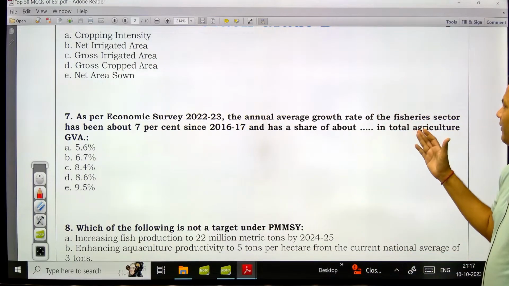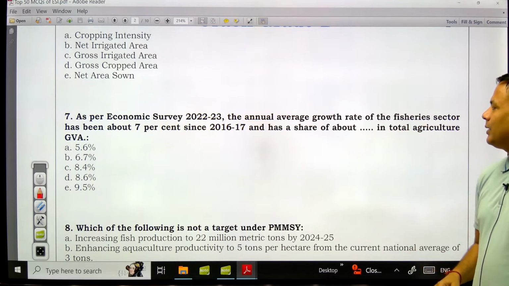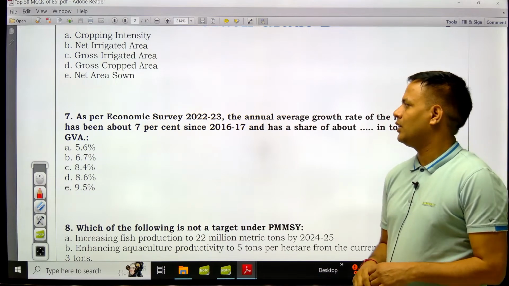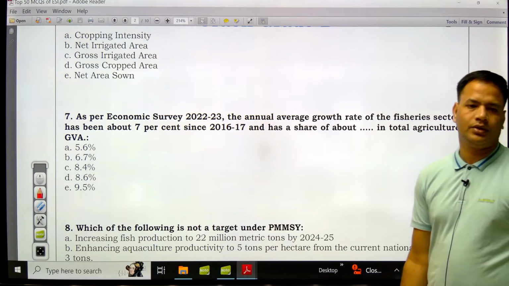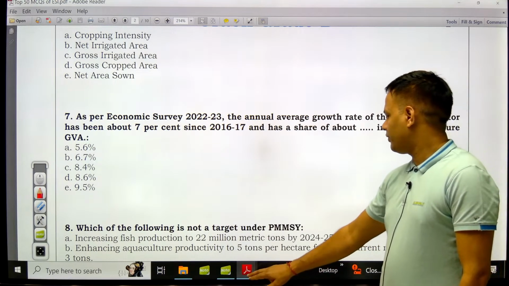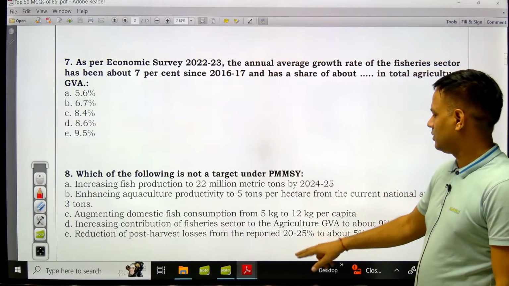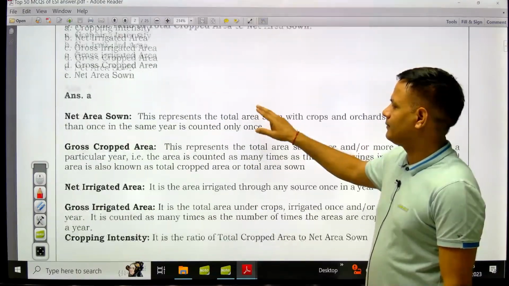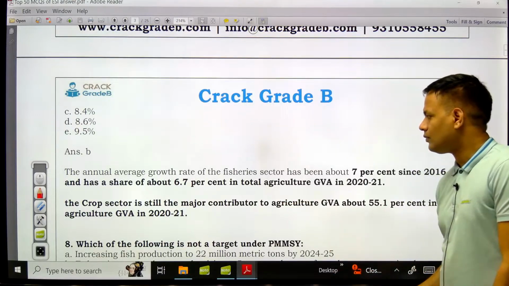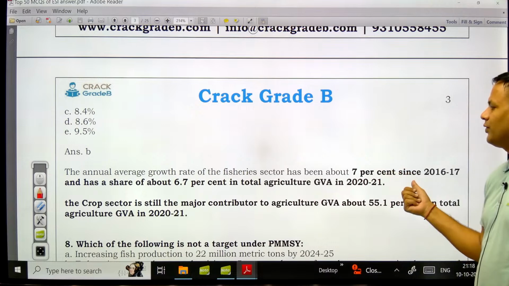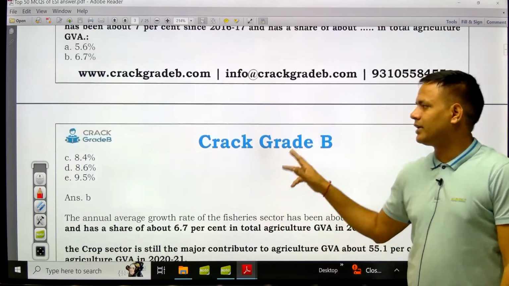As per economic survey, the annual average growth rate of the fisheries sector has been about 7% since 2016-17 and has a share of about what percent in total agriculture GVA? What percent share in total agriculture GVA? Anyone? 8.4%. Let's see the answer. Answer is B. It is 6.7% in total agriculture GVA in 2020-21. So I was asking for 2020-21 with reference to the economic survey. I have taken this data from the economic survey only.